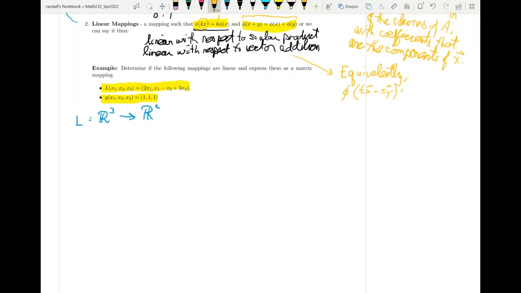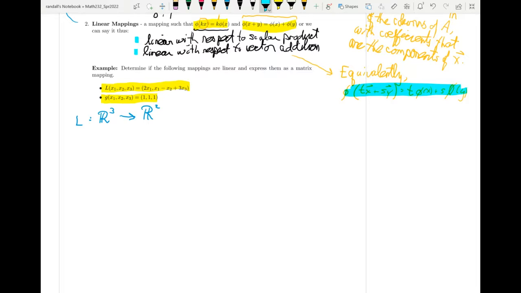you end up with a linear combination of the outputs, the same linear combination. So in other words, t times phi of x plus s times phi of y. That's the way the textbook defines linearity, and you can do it either way. You can do it in one step, which is this, or in two steps: linear with respect to scalar product and linear with respect to vector addition.